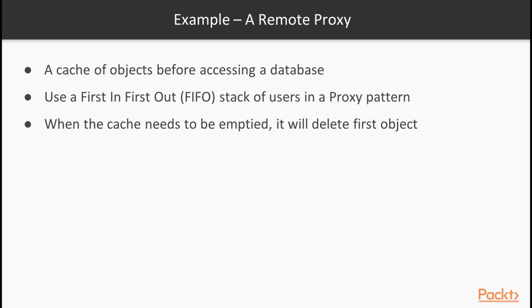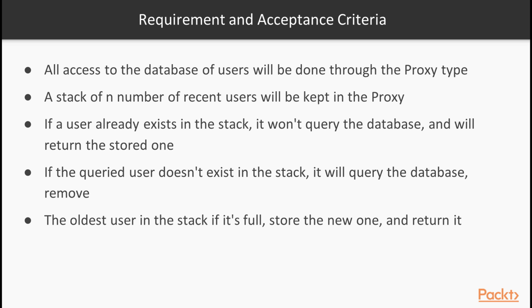As we are aware, FIFO is a way of saying that when the cache needs to be emptied, it will delete the object that entered first. We will wrap an imaginary database, represented by a slice, with our proxy pattern. Then the pattern will have to stick to these acceptance criteria.